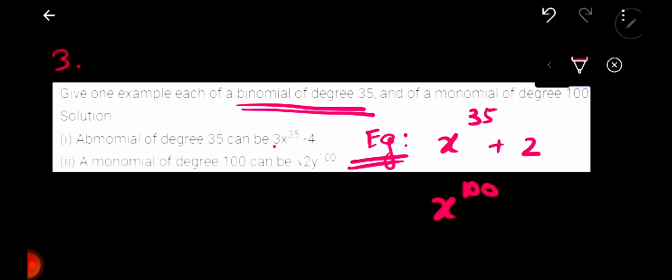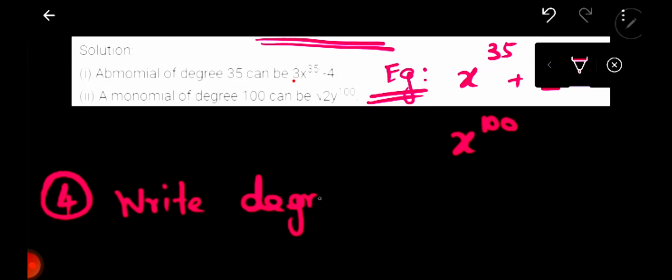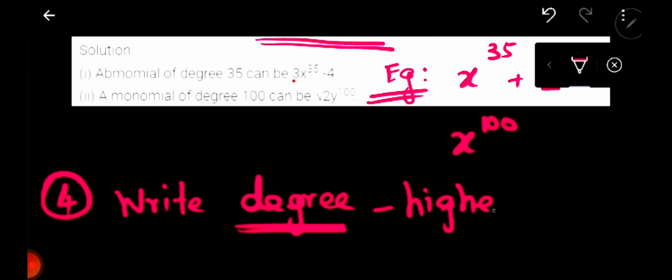So next, the fourth question. Write the degree of the polynomial. So what is degree? Degree is the highest power of the variable. Degree means the highest power. The highest power of the variable is called degree.